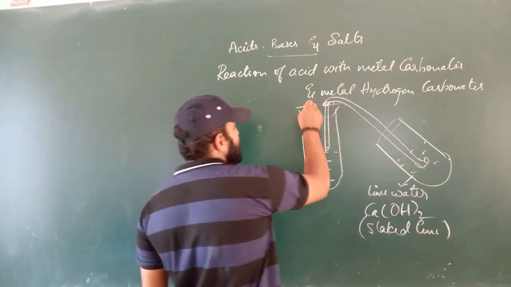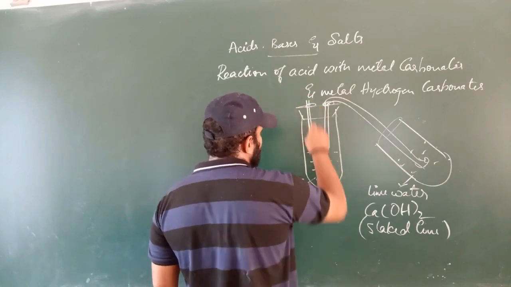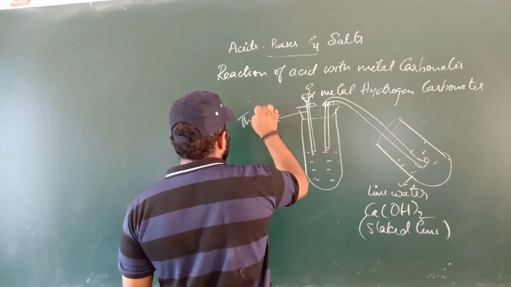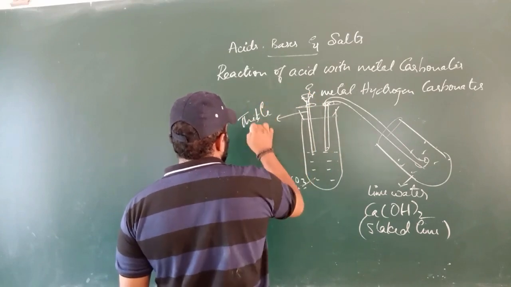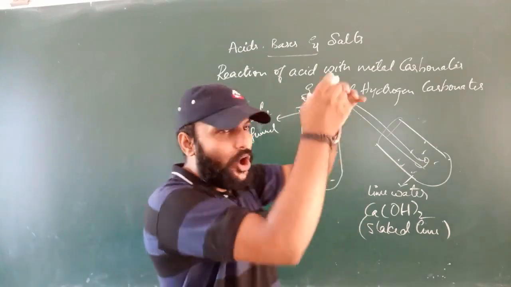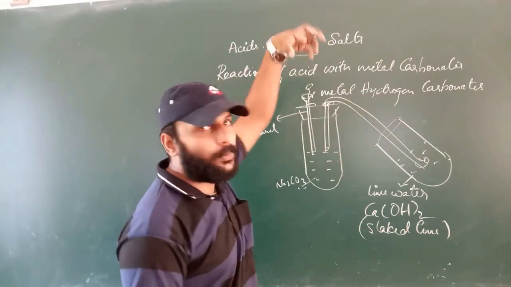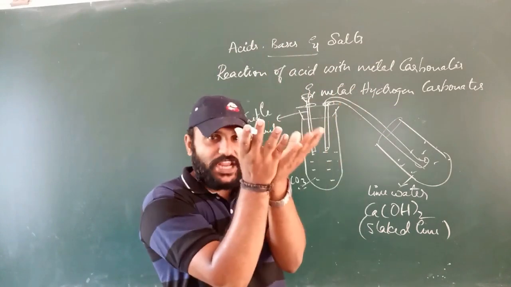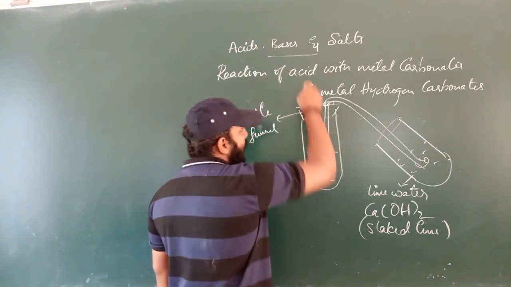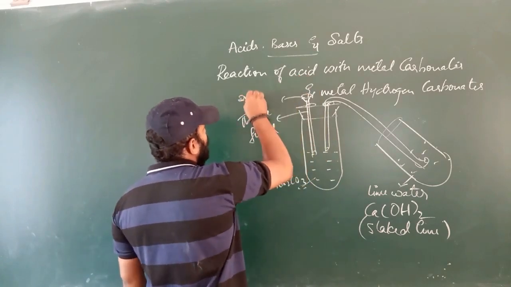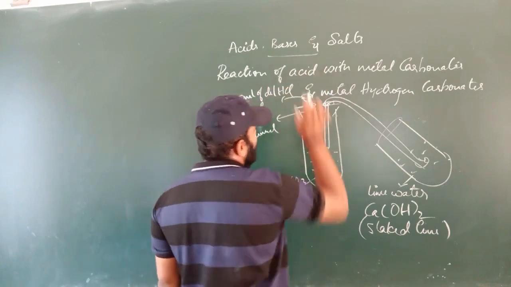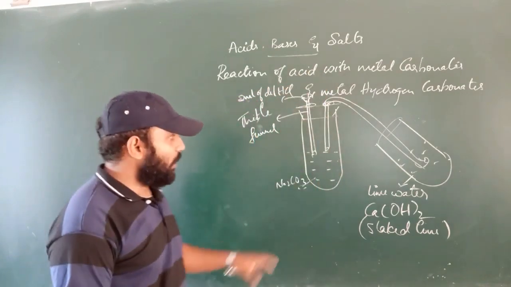So here into the first hole, what I will do? I will place one thistle funnel. Thistle funnel is nothing but a long glass tube. At the top portion of the glass tube, there will be a funnel shape. That is called as thistle funnel. Why have I placed one thistle funnel? Such that I will add 2 ml of dilute HCl, because we require one acid. Okay, understood up to here.